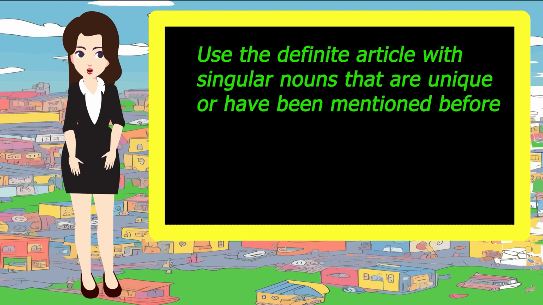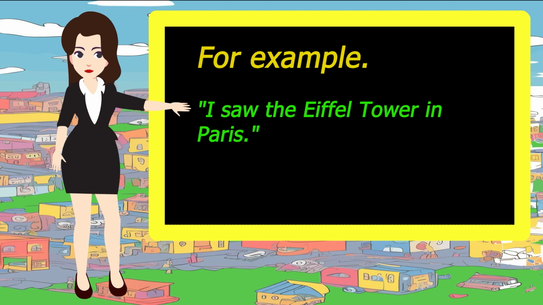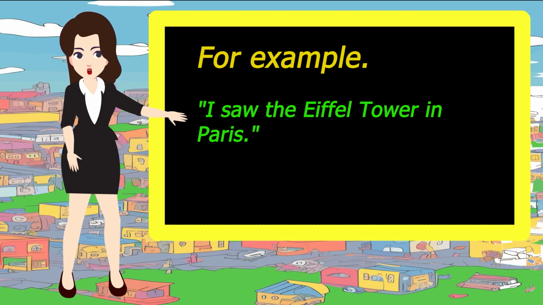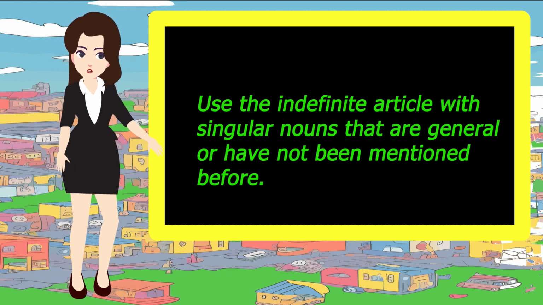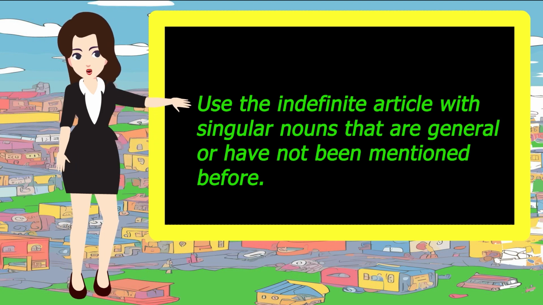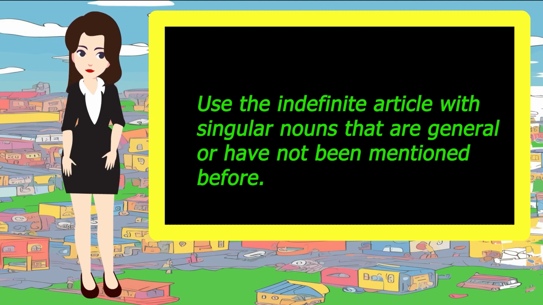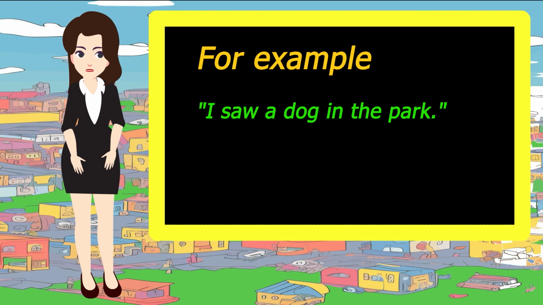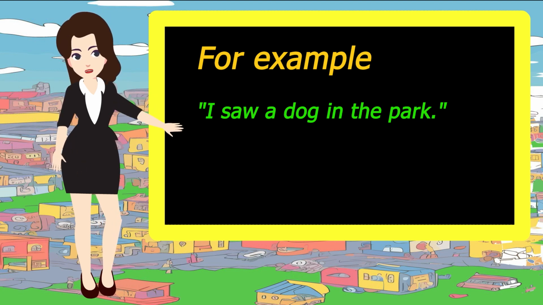Use the definite article with singular nouns that are unique or have been mentioned before. For example, I saw the Eiffel Tower in Paris. Use the indefinite article with singular nouns that are general or have not been mentioned before. For example, I saw a dog in the park.